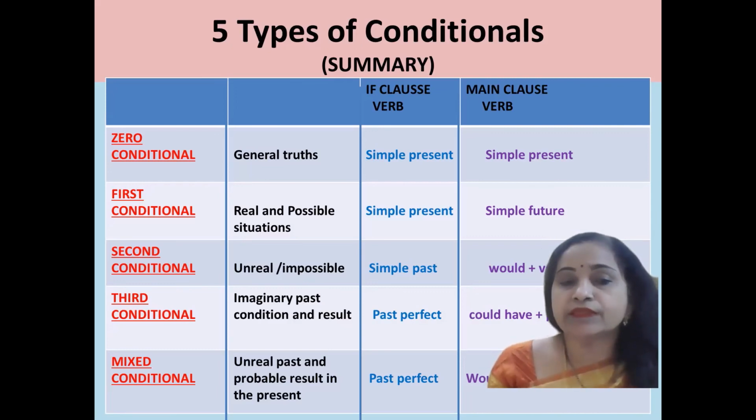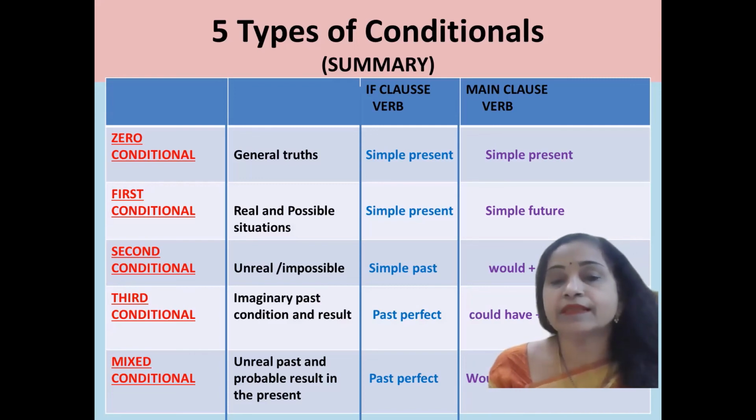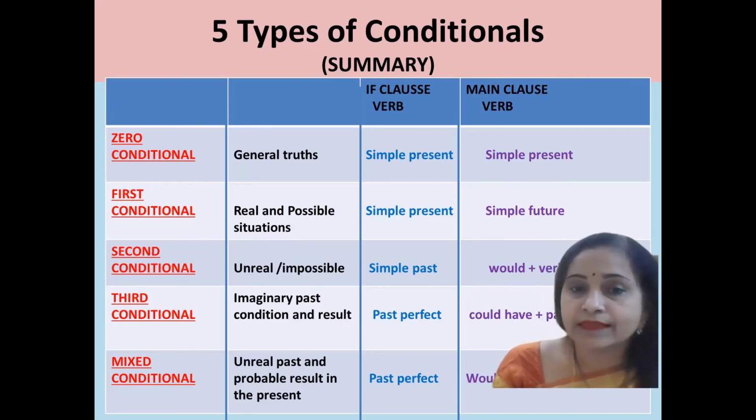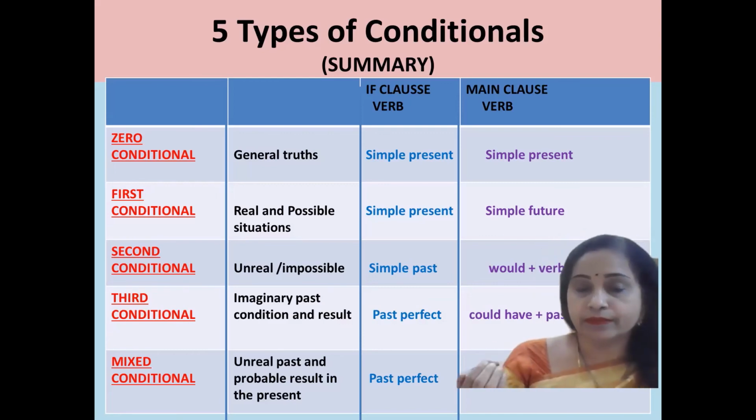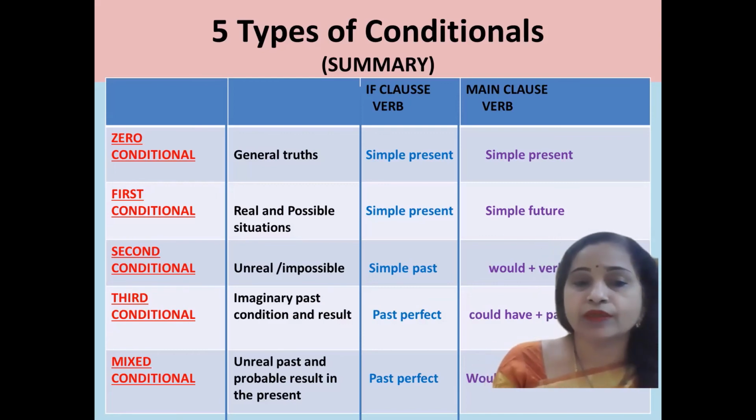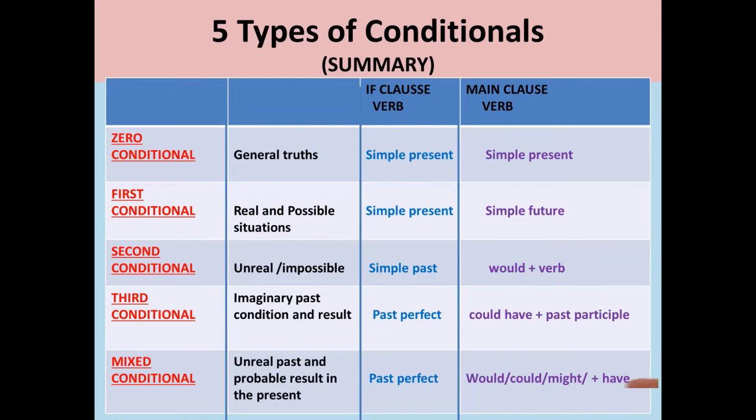Then the next clause is called as a second conditional, talks about unreal and impossible conditionals, and the verbs are simple past in the if clause and then would plus verb in the main clause. The third conditional talks about the imaginary past condition and then the imaginary past result. And the verb in the if clause is past perfect, that means had plus verb. And then the main clause has could have plus past participle.